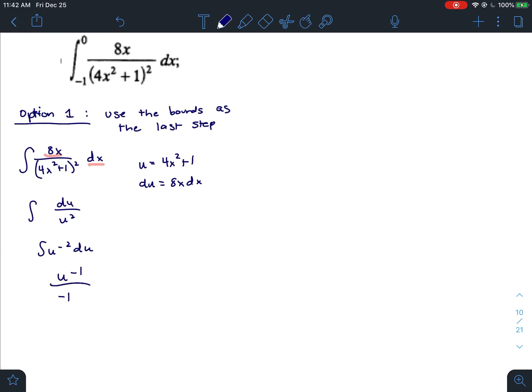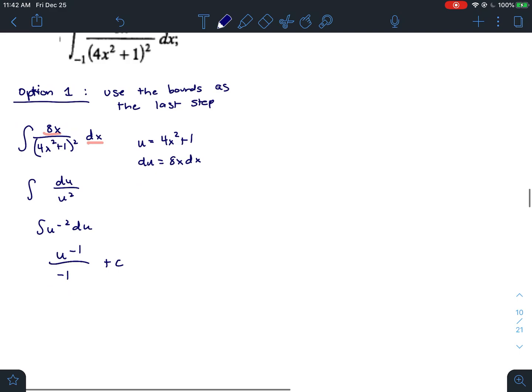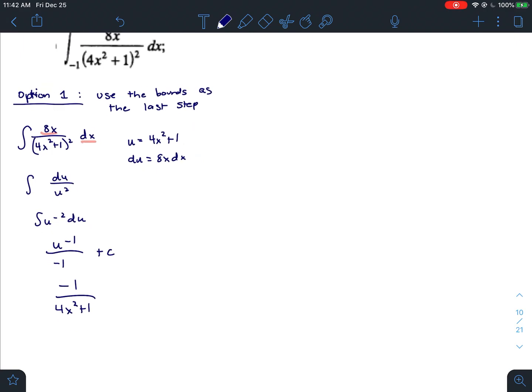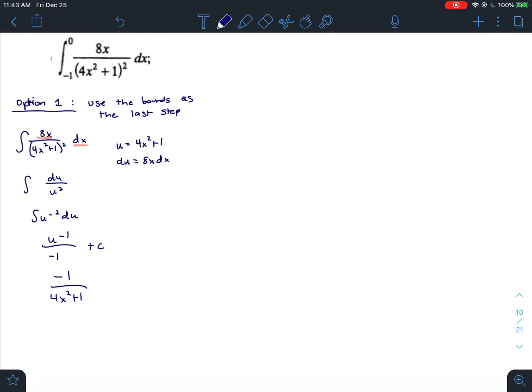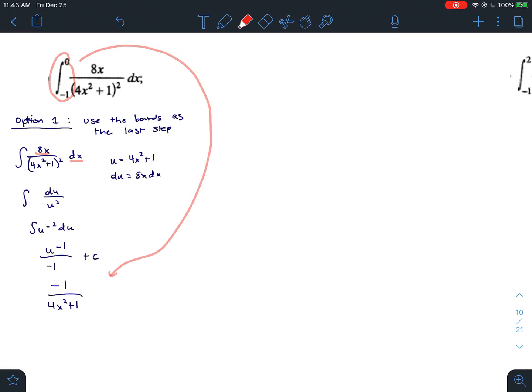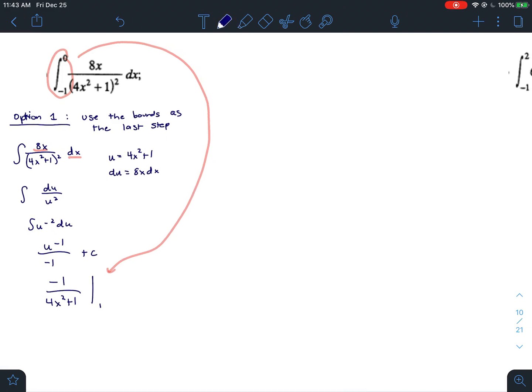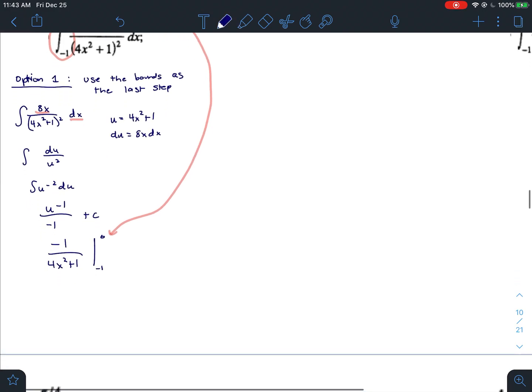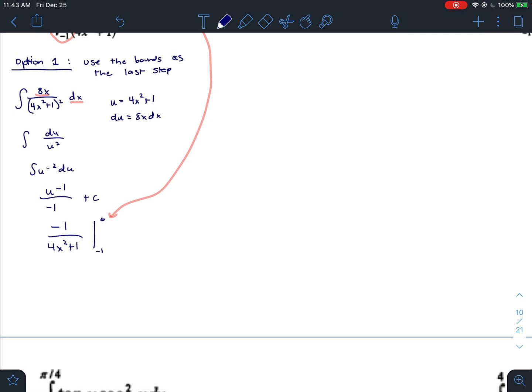So when I integrate that, I get u to the negative 1 over negative 1 plus c, or negative 1 over u, and u is 4x squared plus 1. And now, instead of the plus c, we're on the last step. So now we're going to take those bounds, and use them on the very last step. So now we're going to integrate this between negative 1 and 0. So plug in 0, plug in negative 1, and subtract.